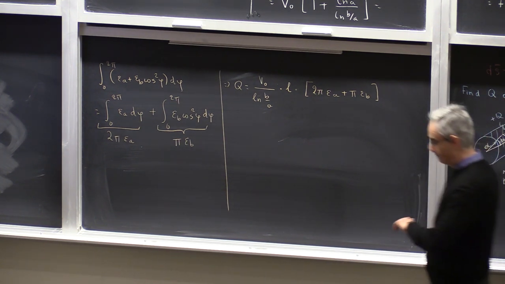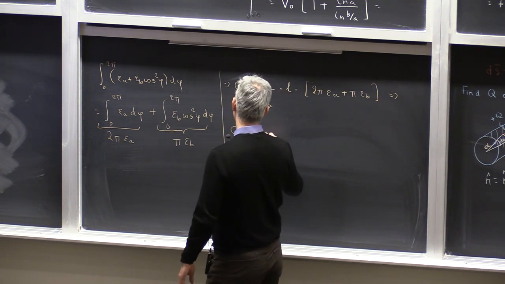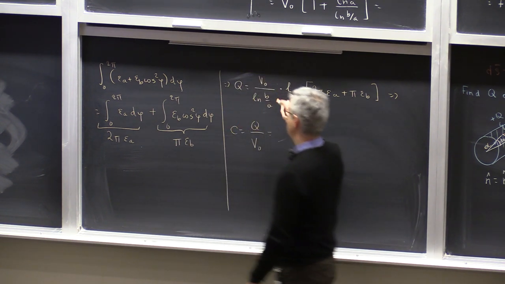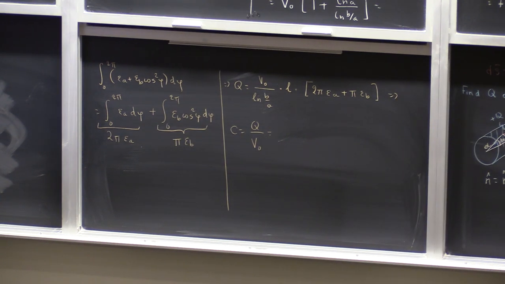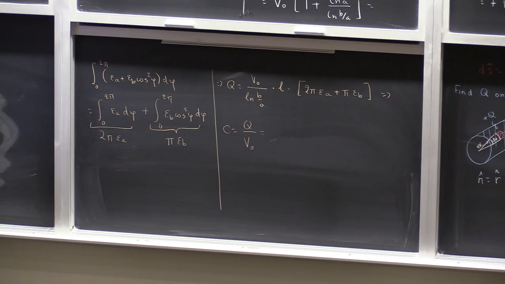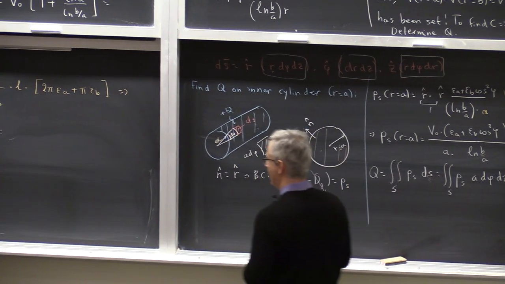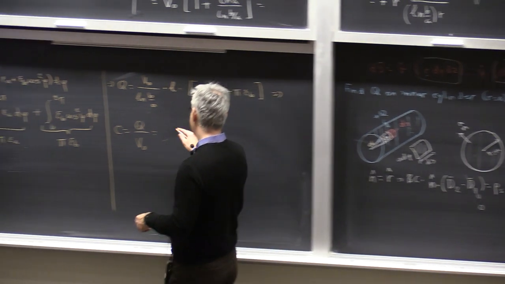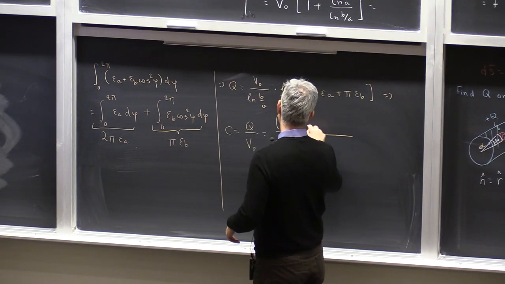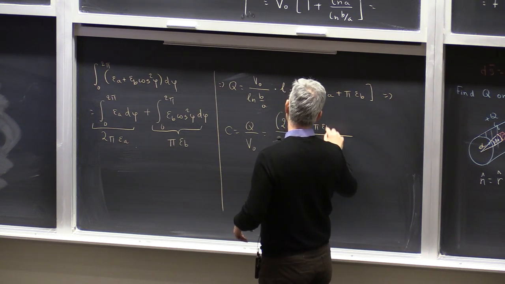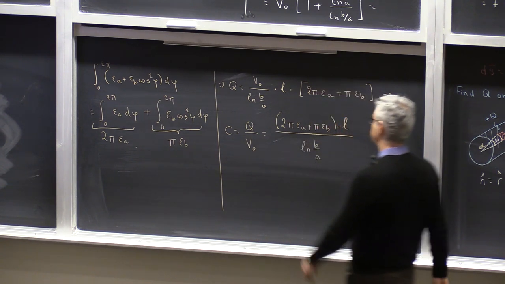So finally, capacitance is Q over V. You see, this is typical that the capacitance will pop out of the expression. So Q depends on V, you just divide V out, and you have the capacitance, which is this 2 pi epsilon alpha plus pi epsilon B times L divided by ln of B over A.